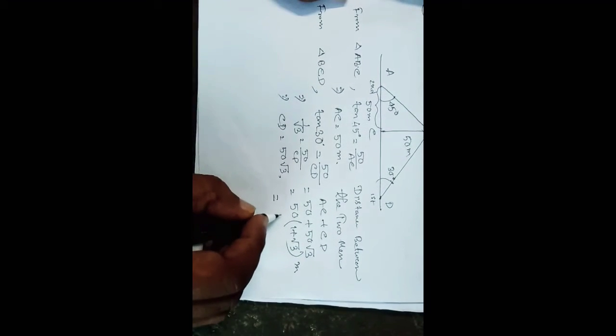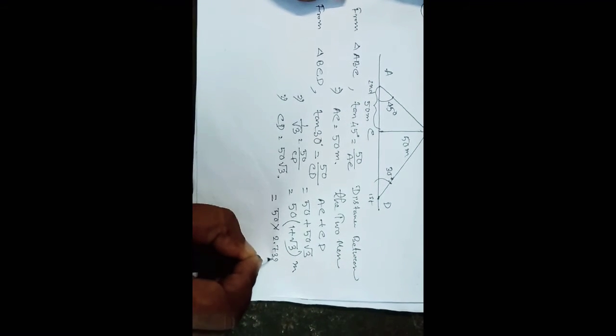Since the book has given the full calculation, we are doing the full calculation too, taking root 3 as 1.732. That means 50 into 2.732. After calculation we get the result as 136.6 meters. Okay, next we move to another question.